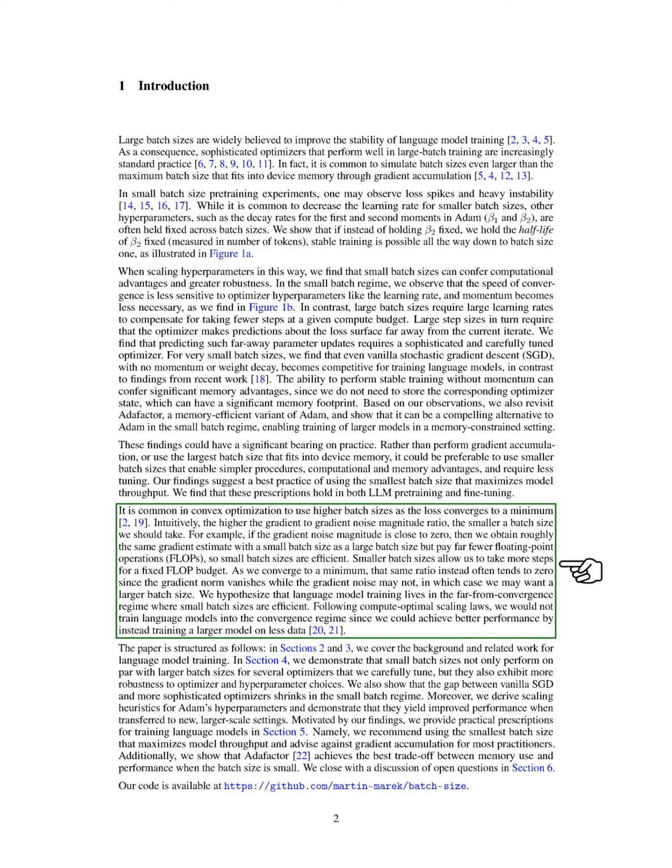Section Summary. In this section, we review optimization algorithms for language model training, highlighting that using smaller batch sizes can lead to stable training and computational advantages when hyperparameters like the decay rates in Adam are appropriately scaled. We also discuss the benefits of simpler optimizers like vanilla SGD and Adafactor in the small batch regime, suggesting that practitioners should prefer the smallest batch size that maximizes model throughput instead of relying on gradient accumulation.